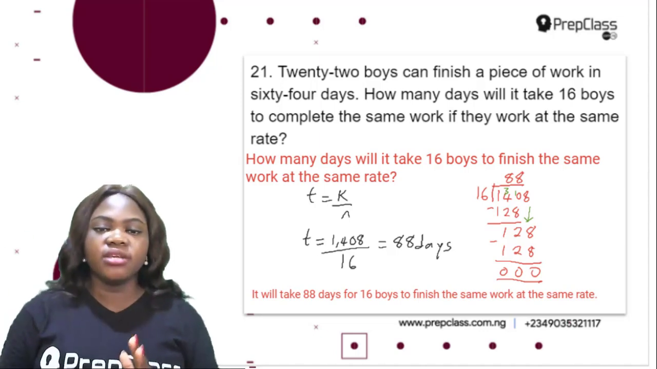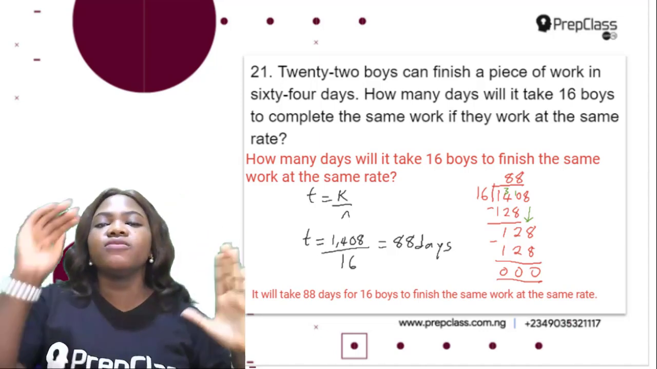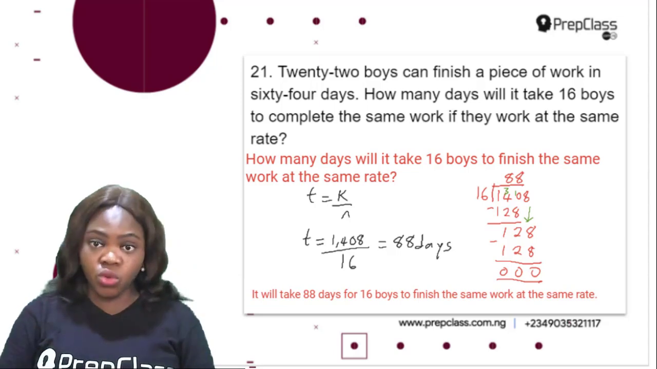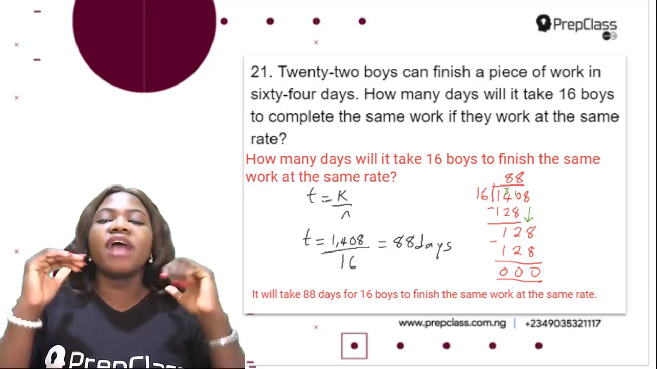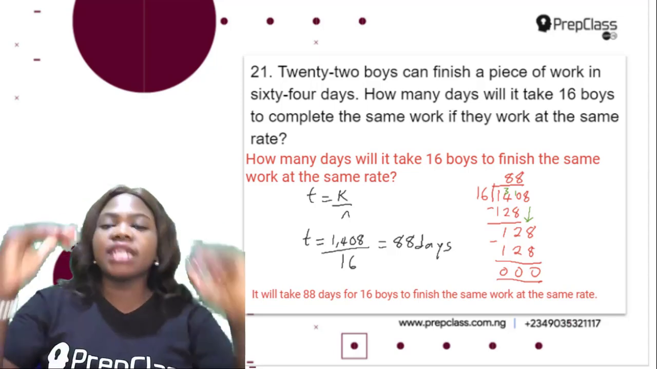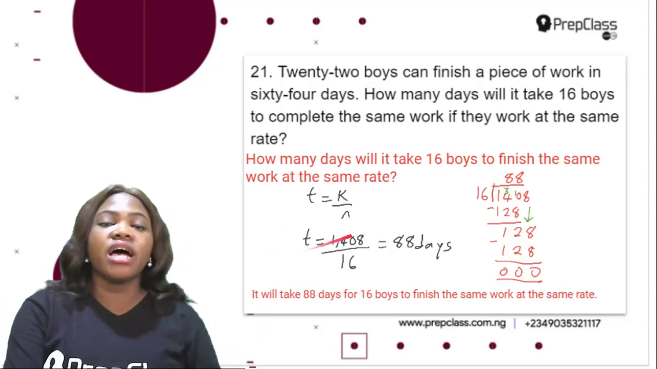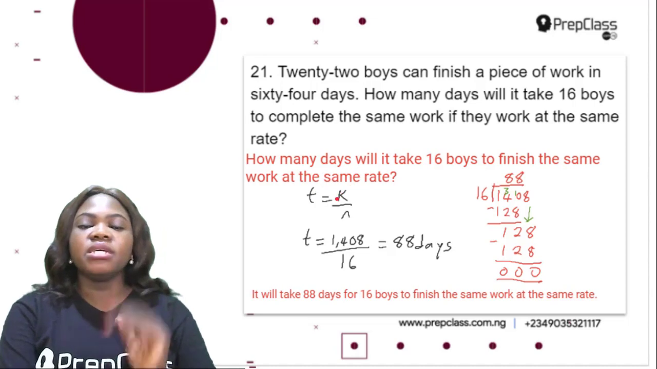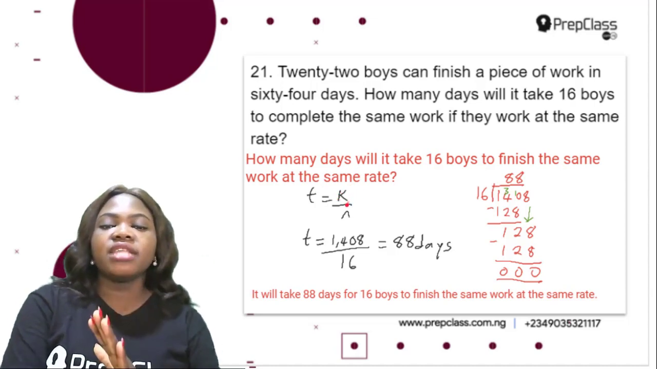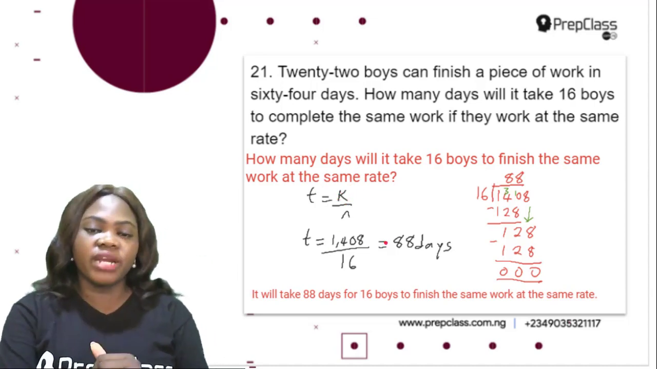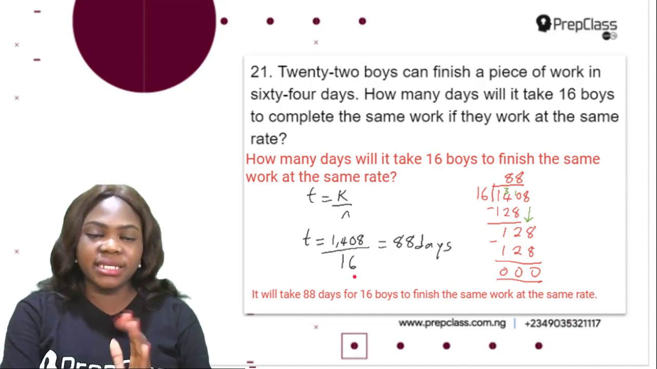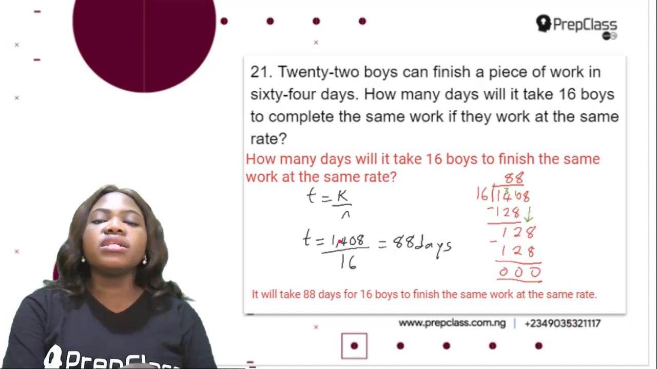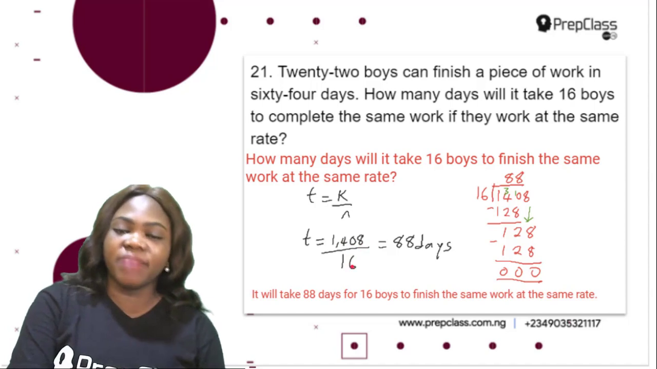Now the question says, how many days will it take 16 boys to complete the same work if they work at the same rate? So they are working at the same rate at which the 22 boys worked, right? Now we have found the rate, that is the constant of proportionality, as 1408. Now we have to find the time. The time is unknown, the constant of proportionality is 1408, and the number of boys is 16.